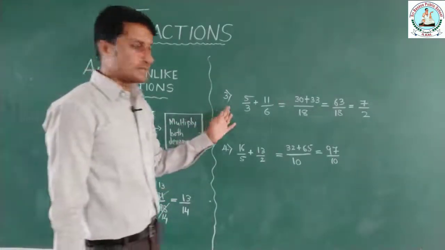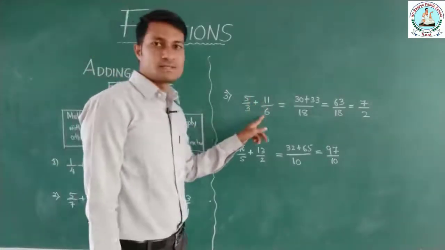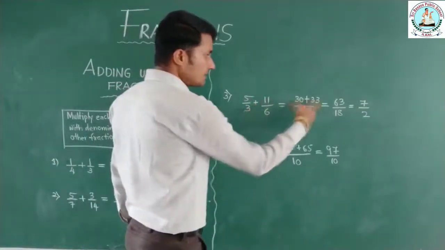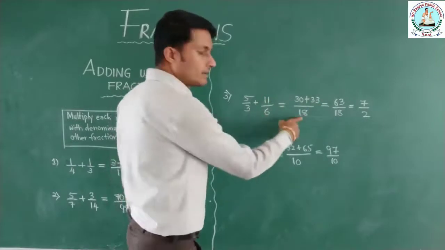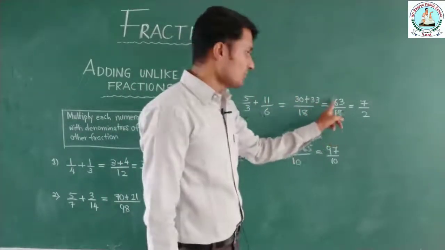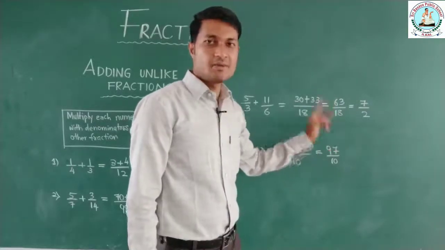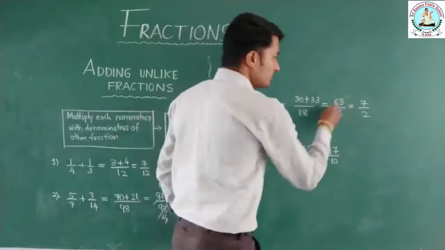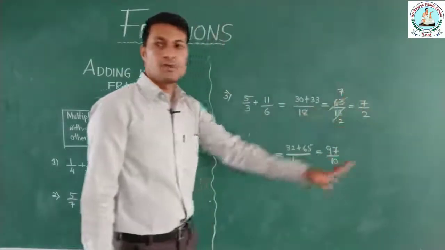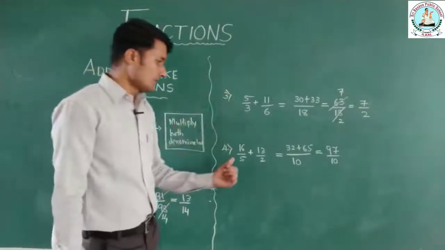Let's go for one more example: 5 by 3 plus 11 by 6. Very simple, cross multiply. 5 6s are 30, 11 3s are 33, and 3 6s are 18. So 30 plus 33 will be 63, and 18 as it is. Both numbers are in the 9th table, so we need to simplify this. 9 7s are 63, and 9 2s are 18. So 7 by 2 is the answer of this fraction, right?